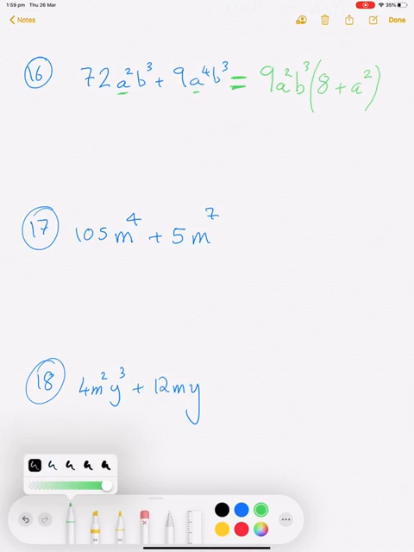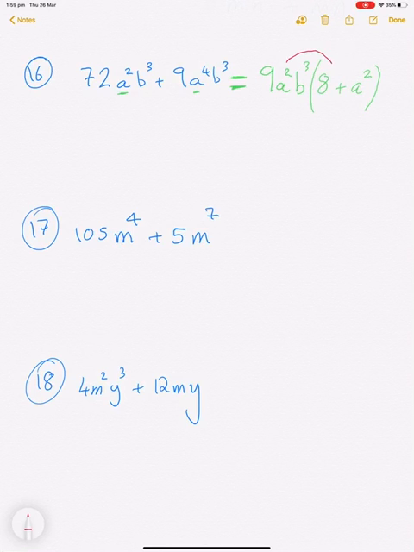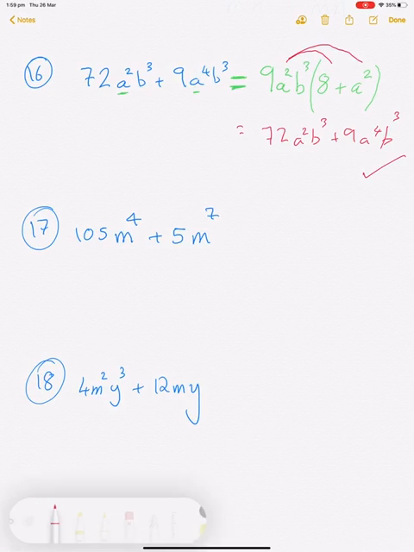Okay, let's draw our arrows in red. Let's multiply out to check. 8 9s is 72. A squared b cubed. 9a to the 4 b to the 3. That's exactly what we've got.